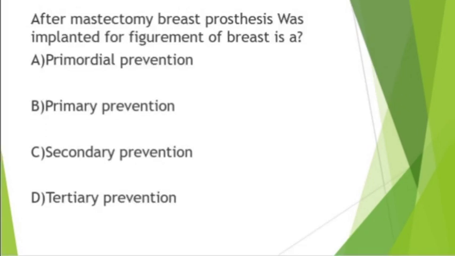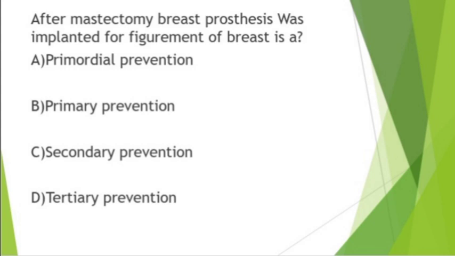After mastectomy, breast prosthesis was implanted for figurement of breast is: option A, primordial prevention, option B, primary prevention, option C, secondary prevention, option D, tertiary prevention. Breast prosthesis implantation will come under rehabilitation. Rehabilitation will go under tertiary prevention.